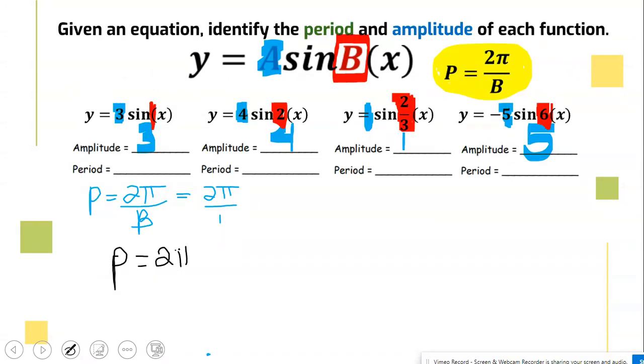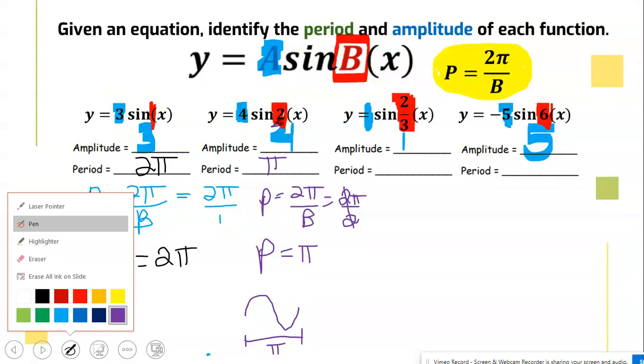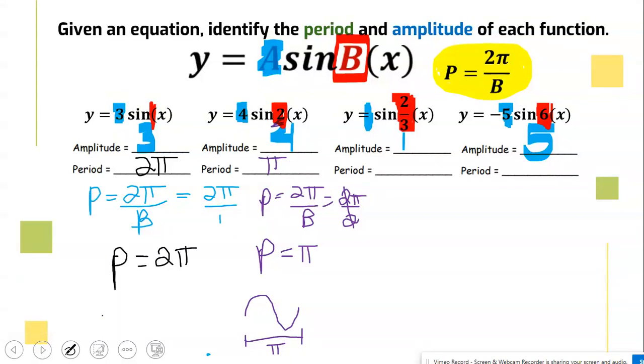P is equal to 2 pi for this first one. This 2 pi over 1 simplifies to 2 pi. Let's do the next one. So P again is equal to 2 pi over the B value. We can see here that B was 2. So that's 2 pi over 2. Those 2's are going to cancel. So our period length is just going to be pi. So when it finishes from start to finish, that's pi units. That's all that means.